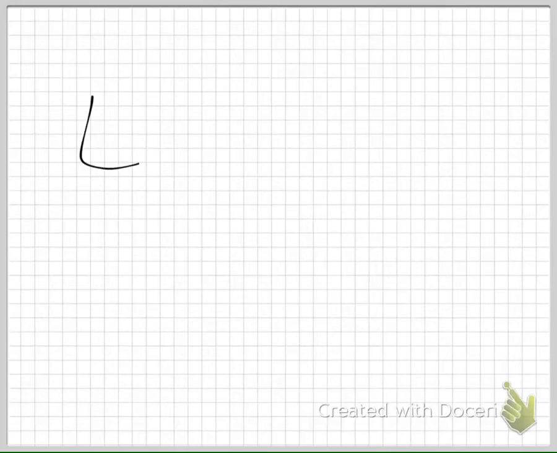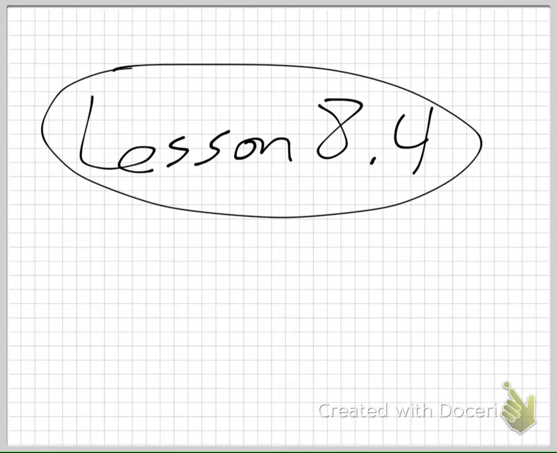All right, this is Pre-Algebra lesson 8.4, writing rules for linear functions. Okay, so here's the deal. To write a rule for a function, you're going to need to have a table.